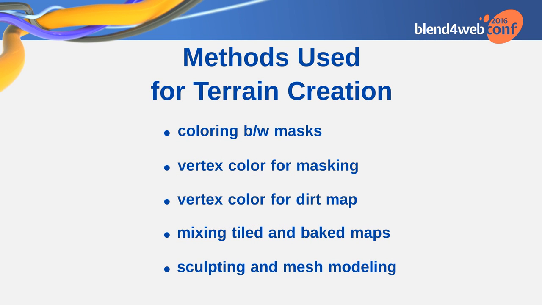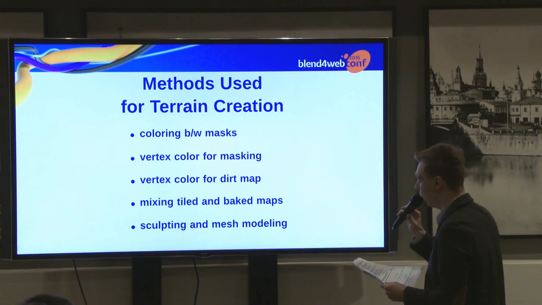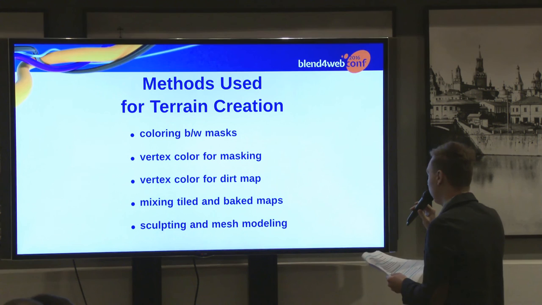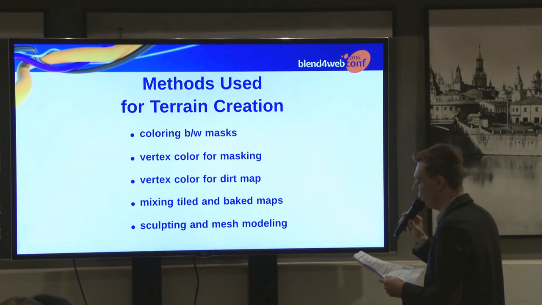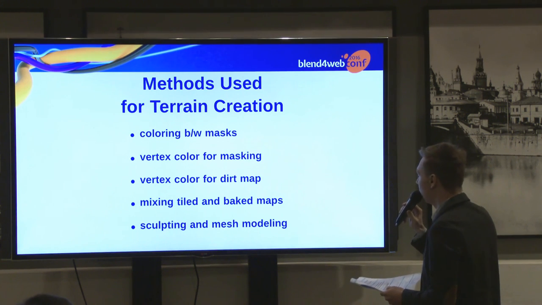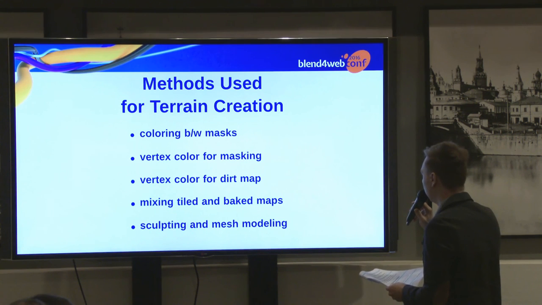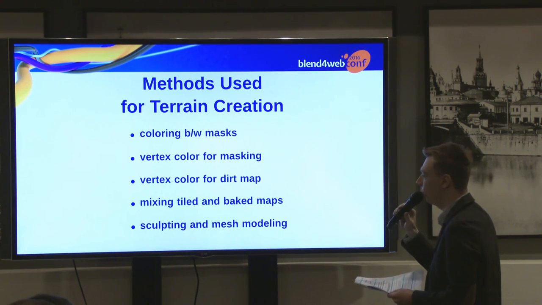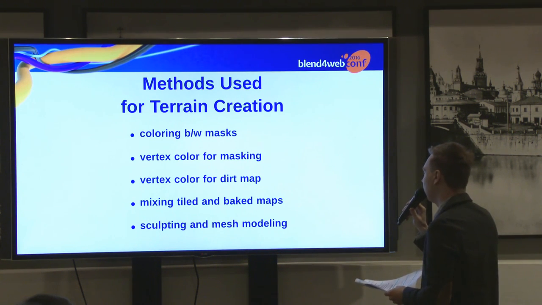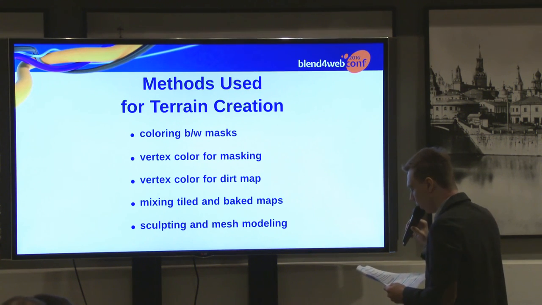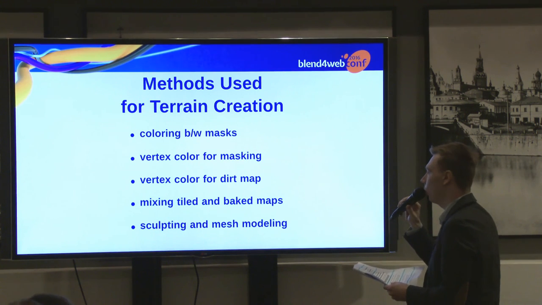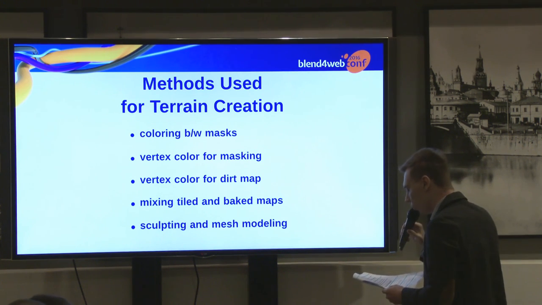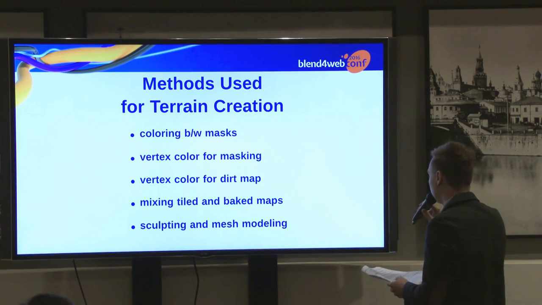So let's take a look at the techniques used to make the terrain. We used coloring of black and white masks to create color textures from a black and white mask. We'll discuss it in detail later. Also, vertex color masking was used to determine where each texture will be placed on the geometry. Also, a vertex color mask for a dirt map was used to bring out the roughness of the terrain. Mixing tiled and baked maps was used to create a mix texture of the road and the texture of the terrain, like grass, soil, ground, and others. And to create the terrain geometry, sculpting was used as well as mesh modeling, and we'll discuss it later.